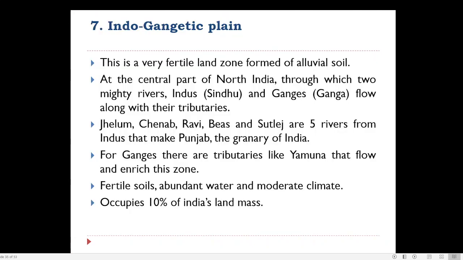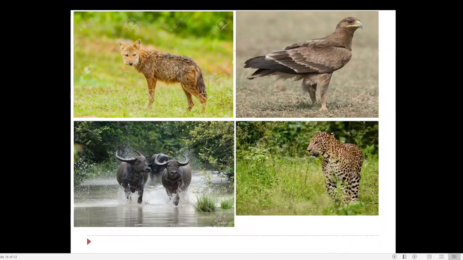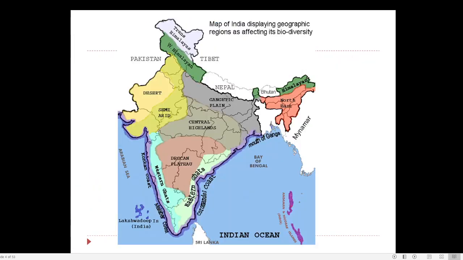Now coming to the seventh, the Indo-Gangetic Plain. I will show you where this Indo-Gangetic Plain is located. See, this is the Indo-Gangetic Plain. Which states come mainly here? Uttar Pradesh comes here. Then certain areas of Bihar also come here. Calcutta, West Bengal is there. So these are the areas in the Indo-Gangetic Plain.